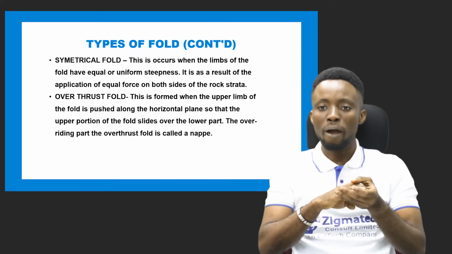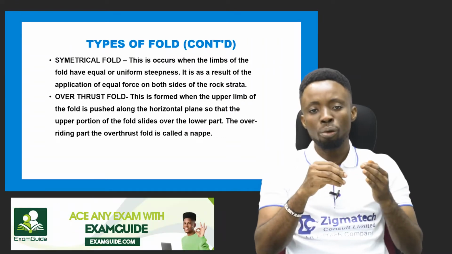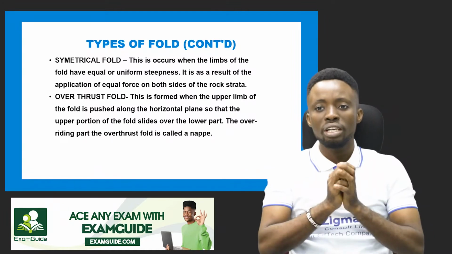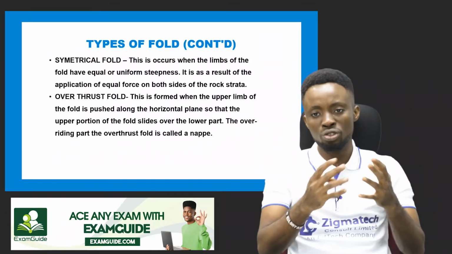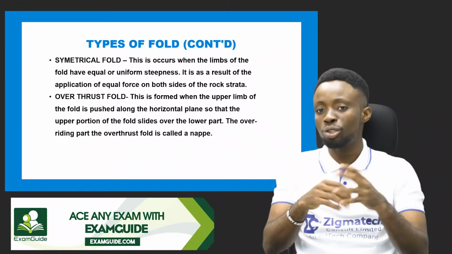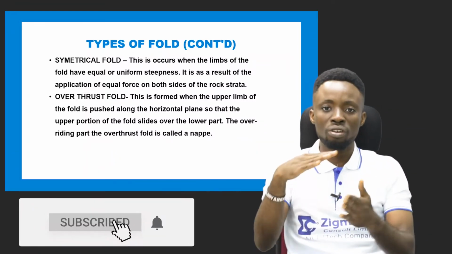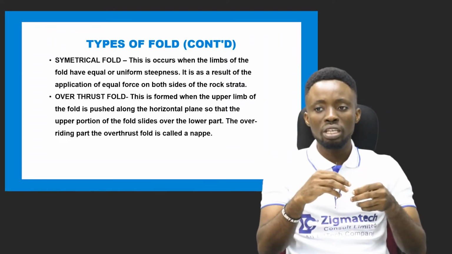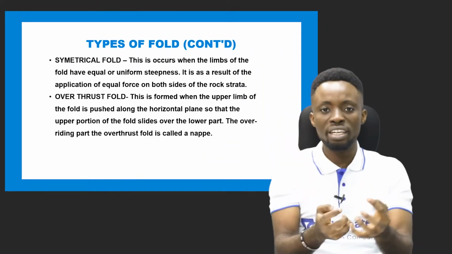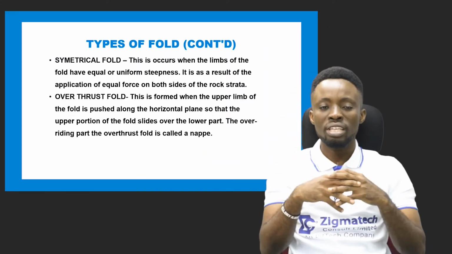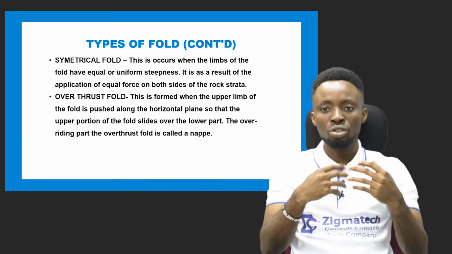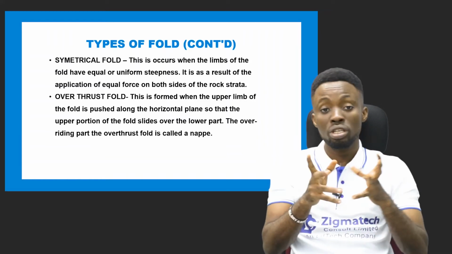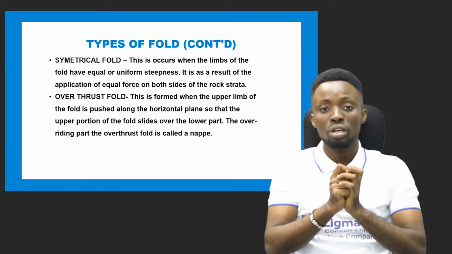Then we have the last type of fold mountain, which is referred to as overthrust fold. Now, in overthrust fold, the upper limb of the mountain or the rock is actually pushed further along the horizontal plane so that the upper portion of the fold slides over the what? The lower part of the fold. Now, the part of the fold that is overriding the lower part of the fold is actually called a nap. So these are the types of fold we have when we are talking about the fold mountains.